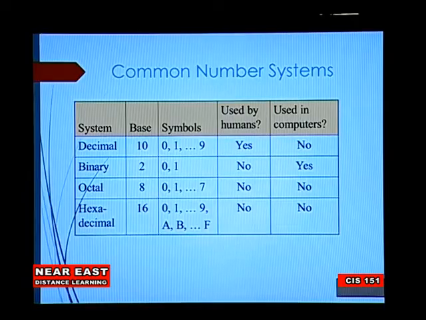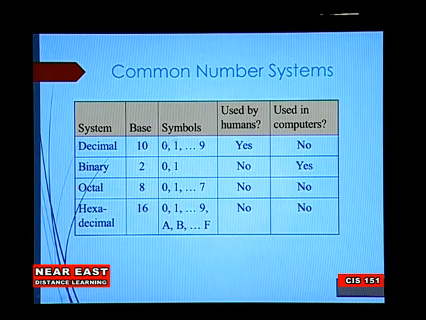Today our lesson will be about number systems. Common number systems. We know that the computer doesn't understand human language. It only understands binary language, which converts our human language to computer language, 0 and 1. So our language will be converted to 0 and 1. Now we're going to show you how to convert decimal, octal, and hexadecimal to binary.